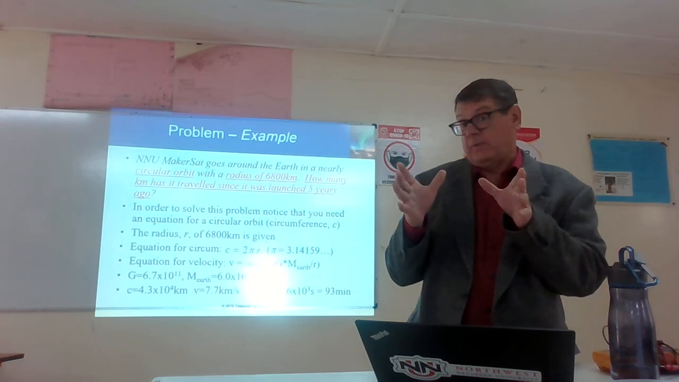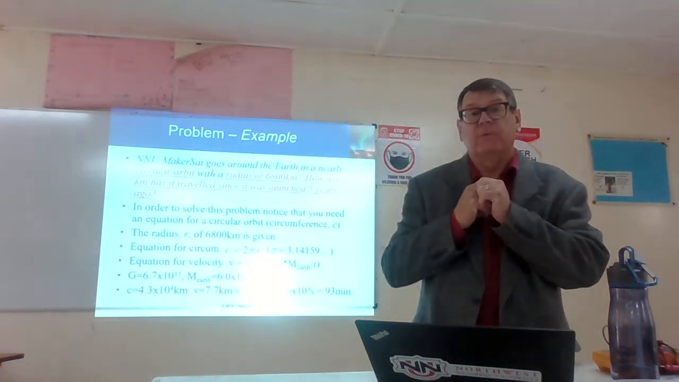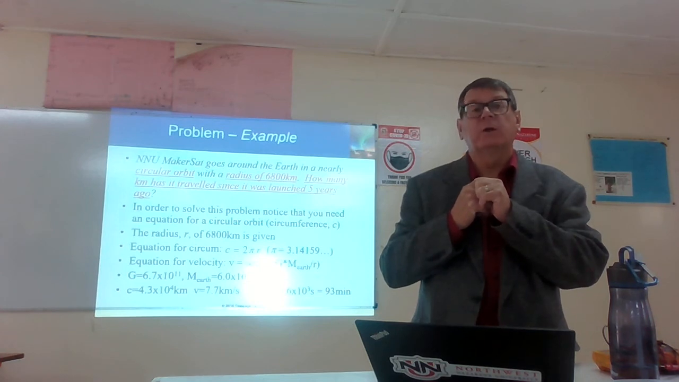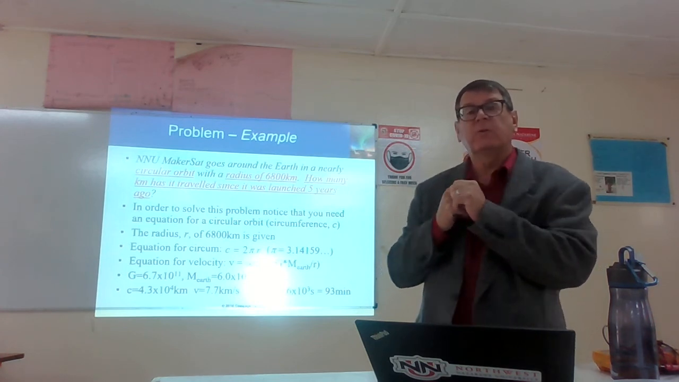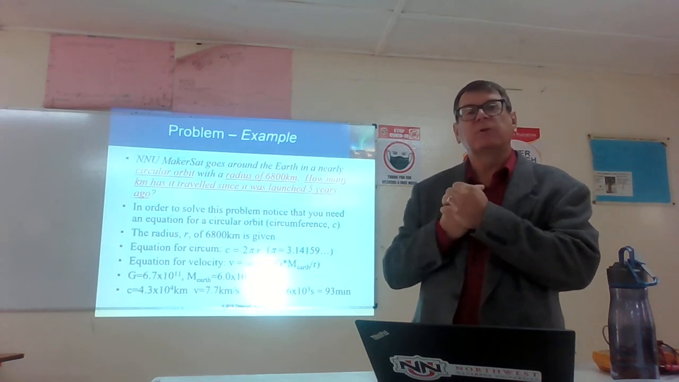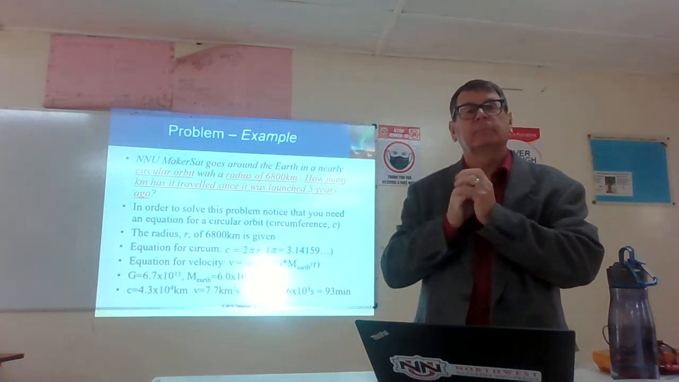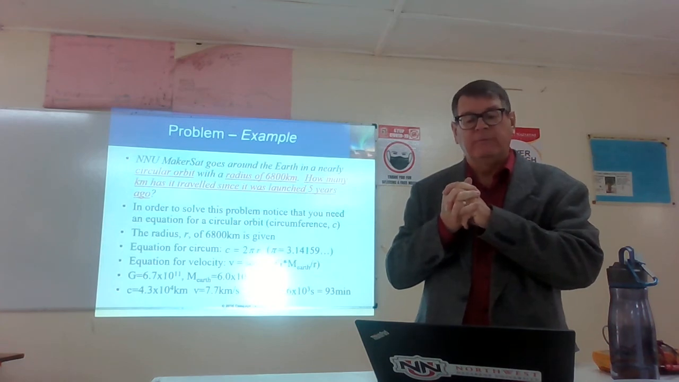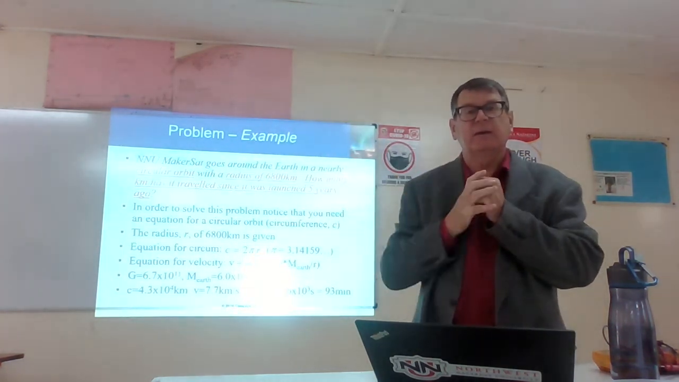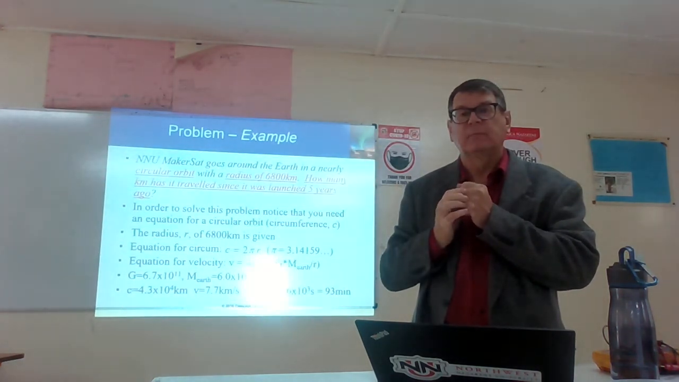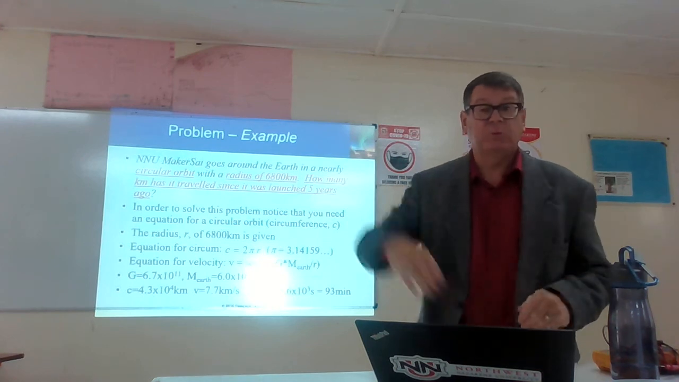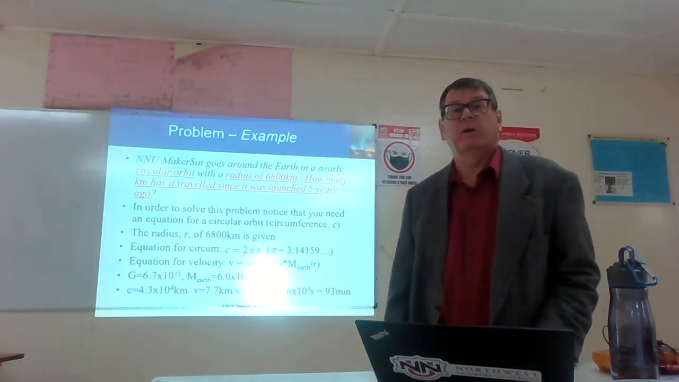Now, what's the radius of the Earth? 6,400. Did you know that? The radius of the Earth is 6,400. So how high above the surface of the Earth is this thing flying? If the Earth is 6,400 and the total radius is 6,800, how high up is it? 400 kilometers. That's pretty high.